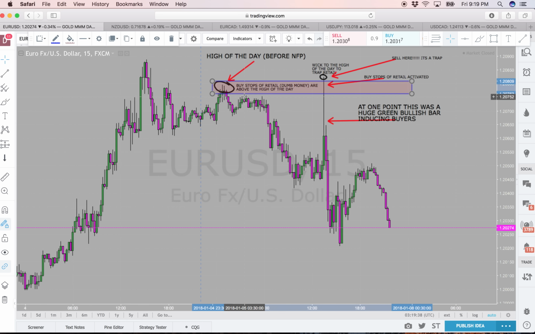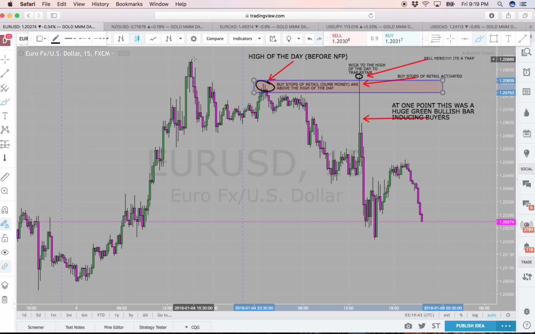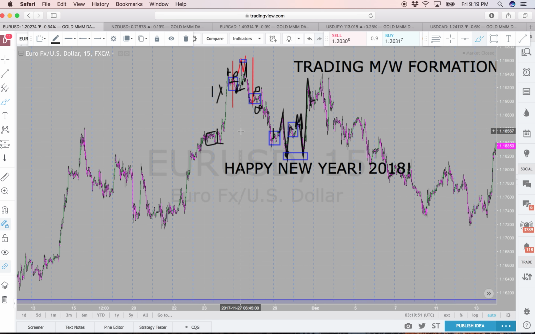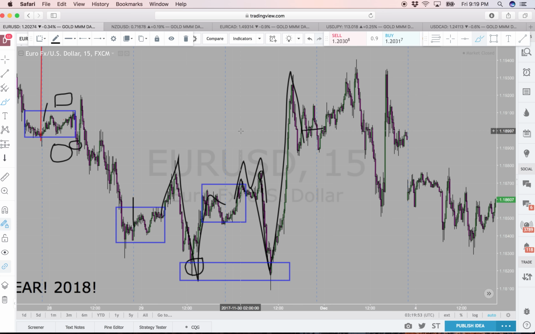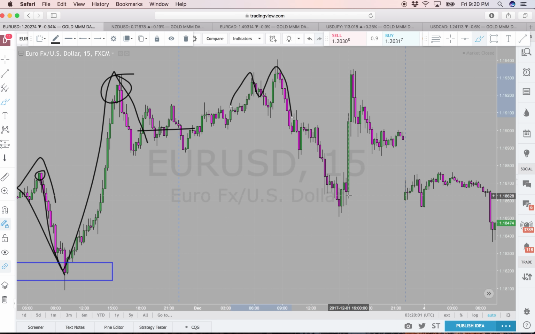Now, it was absolutely stunning. It was beautiful. Here's the high of the previous day. And let's go back here. Here's the high of this previous day. Here's that M formation. And this is most likely a news event that created this spike up to the high once more. This is what a lot of people call a triple top.